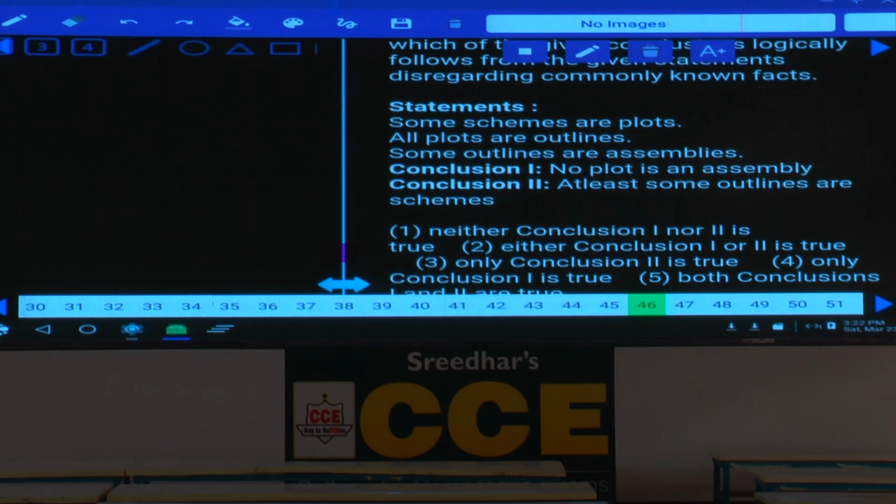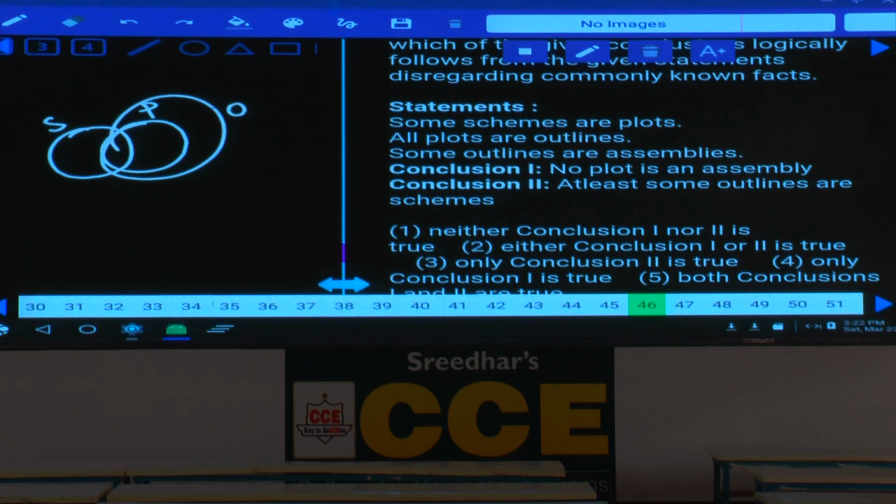Then 81. Now in this question number 81, some schemes are plots. Now some of the schemes are plots. Tell me how to represent this one. These are the schemes which are plots. Some schemes are plots. And all plots are outlines. All these plots are what? Outlines. And some outlines are assemblies. Some of the outlines are assemblies can be written like this.